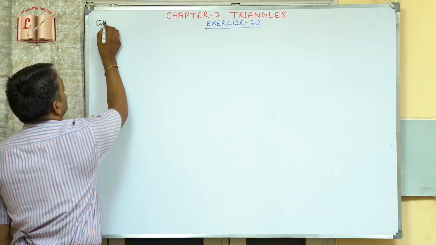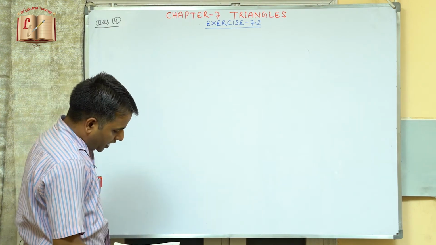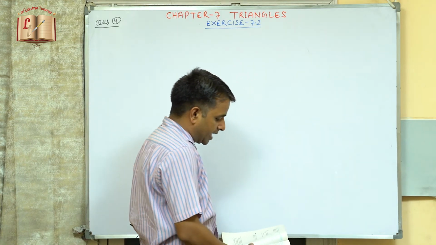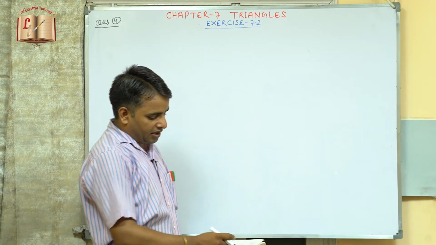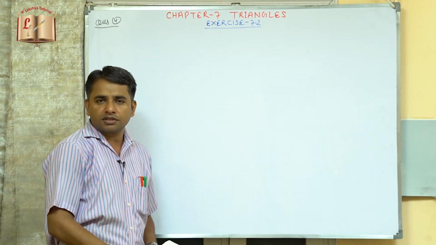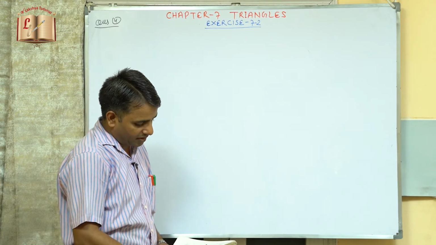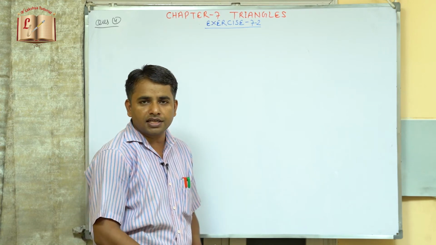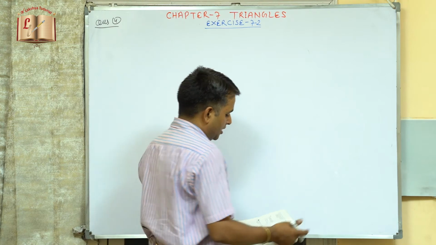Now coming to question number 4. In question number 4, ABC is a triangle in which altitudes BE and CF to the sides AC and AB are equal. Now this is almost similar to question number 3. Here the altitudes are of equal length, already given. We need to prove that triangle ABE is congruent to triangle ACF and AB is equal to AC.